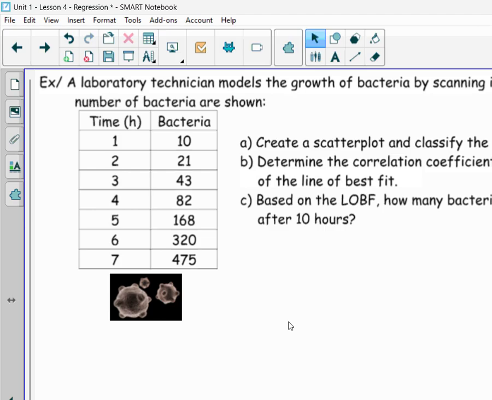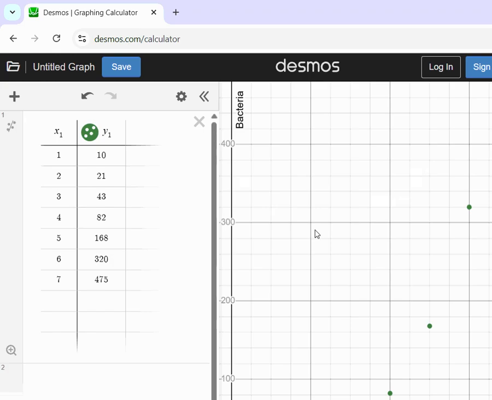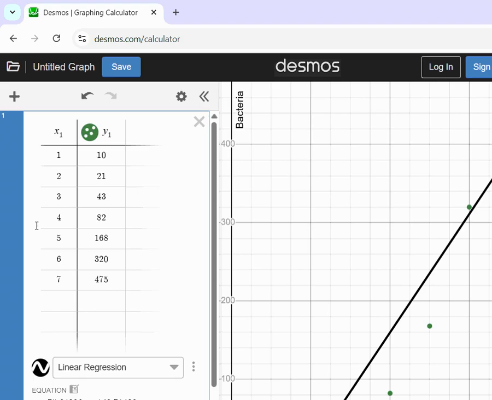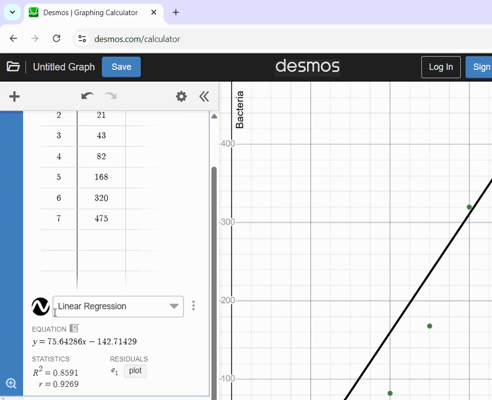Let's answer some questions. So part A says create it, did that. Classify the linear correlation. So just looking at the dots, you can tell it's a positive one. But we want to find that R value to say how strong is that positive correlation. To do that, up here you might notice it says the word add regression. It also looks like a scatter plot with a line of best fit on it. If you click that, it puts the line of best fit on for you. And the R value that we want is actually down here at the bottom, right there, 0.9269.